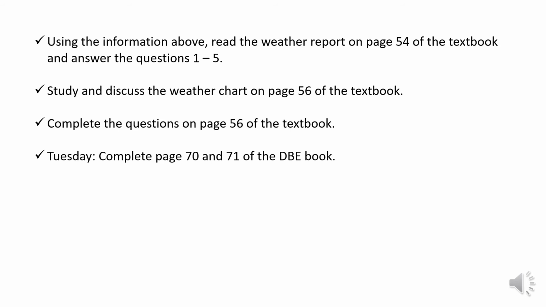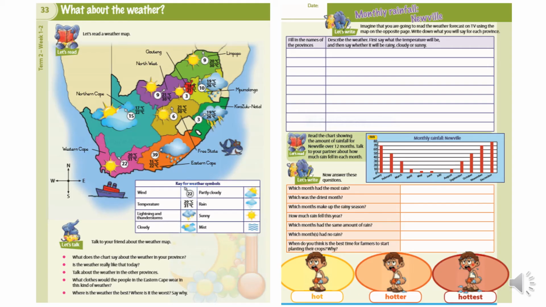You will see that in the DBE book on page 70 and 71, there is a map of South Africa. I'm now going to go to the next slide for you to have a look. If you have a look at this particular slide, this is your DBE book, page 70 and 71. You will see that there is a key for weather symbols. So you will need to find out what the weather symbols on the map of South Africa are. Then you will need to have a look at their minimum and maximum temperatures.